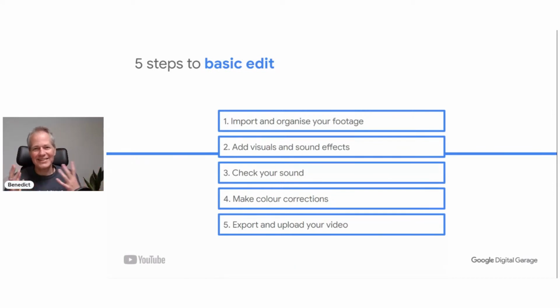Make color corrections. Depending on your project, you may do some color correction to fit the brightness and change the color to match all your shots. And the mood is very important through the coloring. And then export and upload your video. Review the video a few times to make sure that you're satisfied with how everything looks and sounds.